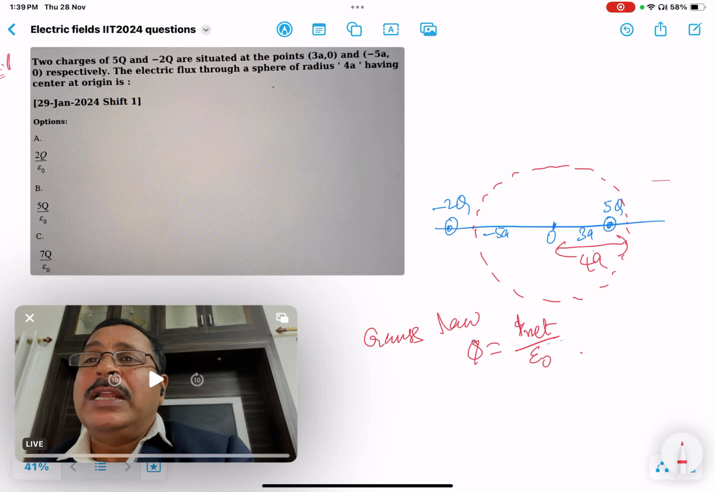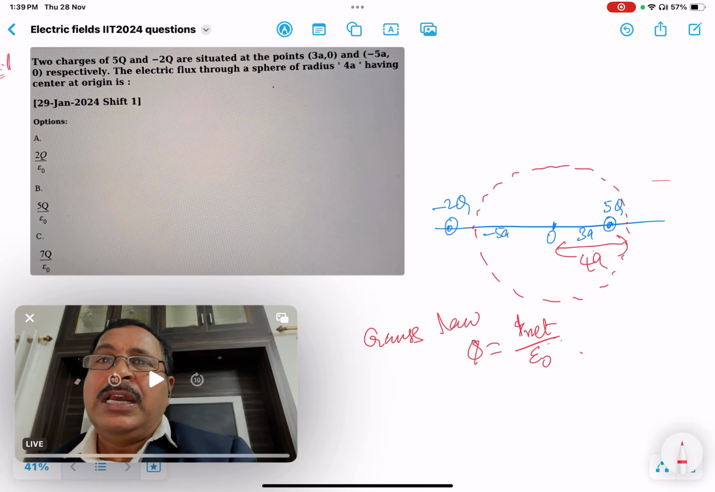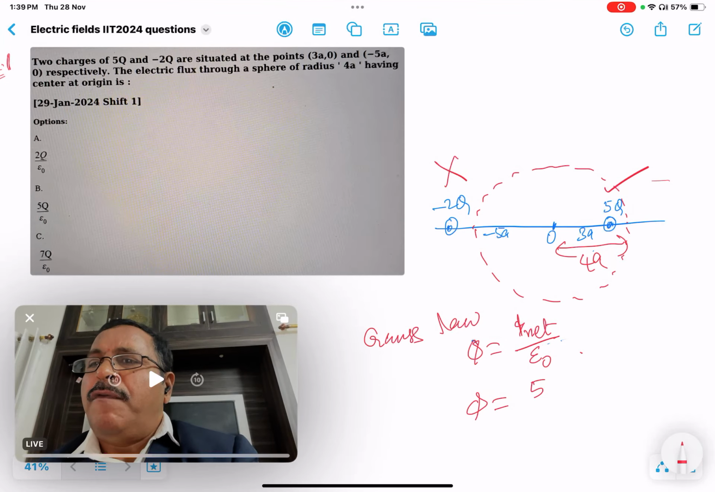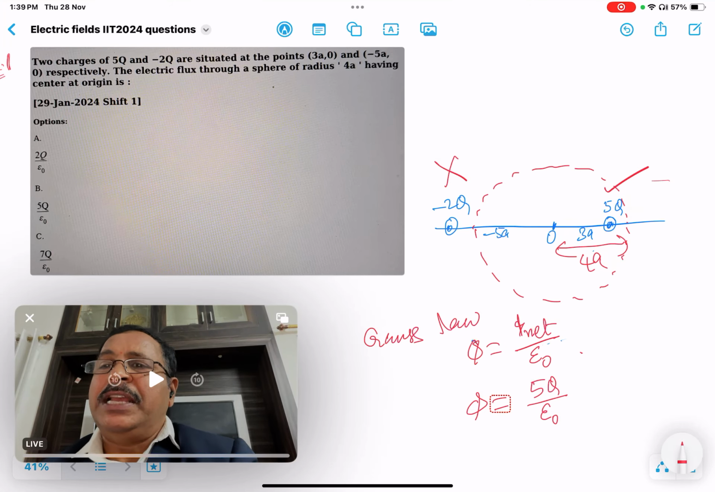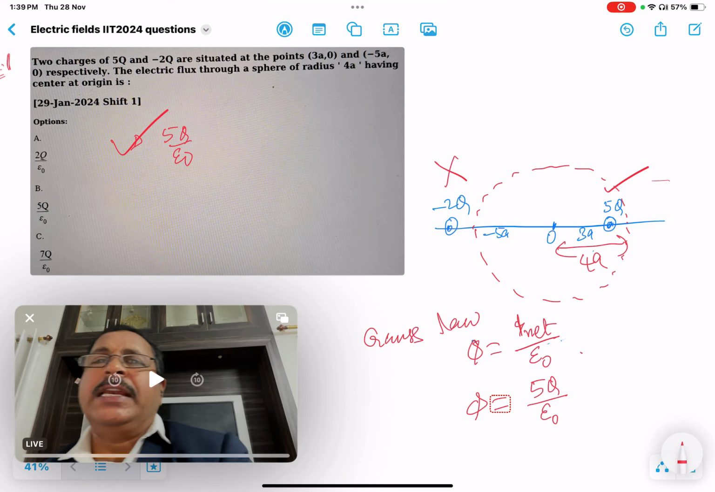Q net means what? The charge enclosed by the closed surface. Now, in this closed surface, what charge is enclosed? 5q charge. Only 5q is enclosed, and 2q is not enclosed in this circle. So that's why we have to consider only 5q. Therefore, phi is equal to 5q divided by epsilon naught. My dear students, this is the information. So option number D, 5q divided by epsilon naught, is the correct answer.